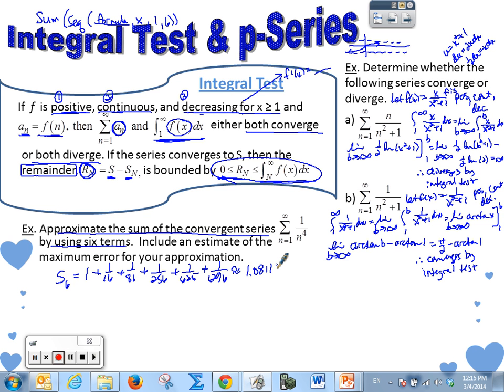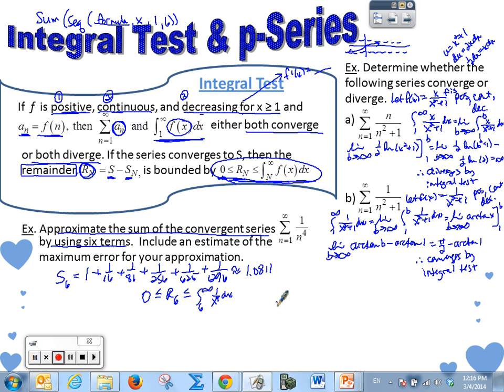So let's look and see what an estimate of our error would be. Using this formula, our error is going to be between 0 and the integral. Now I'm going to find the error at 6, or the remainder. They like to use the word remainder instead of error. The integral from 6 to infinity of f of x, which is 1 over x to the 4th dx. Okay, so let's do this integral right here and see what that is.